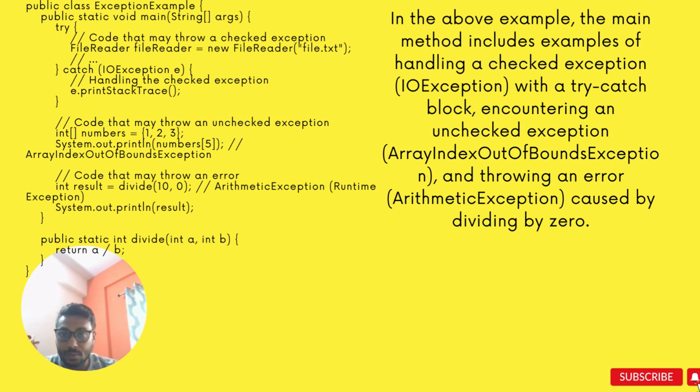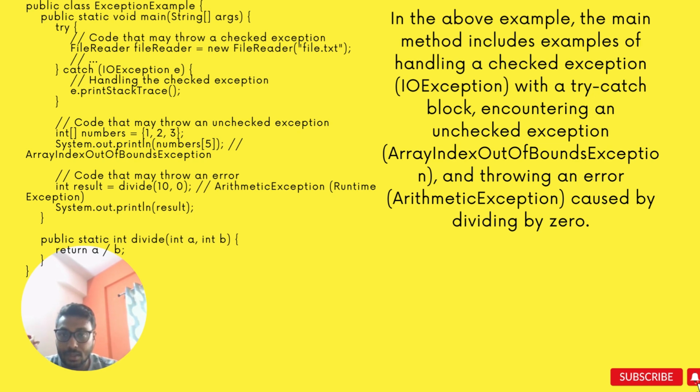If an error happens while reading this file, it will go to this catch block, and it will call e.printStackTrace(). Here it will print the exception in the exception format. The e.printStackTrace() prints the error in the exception format.